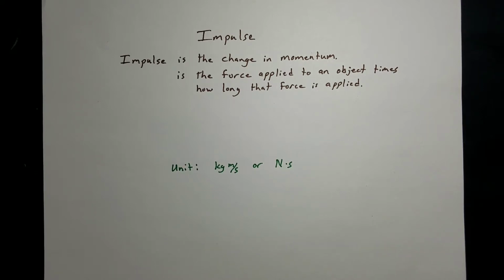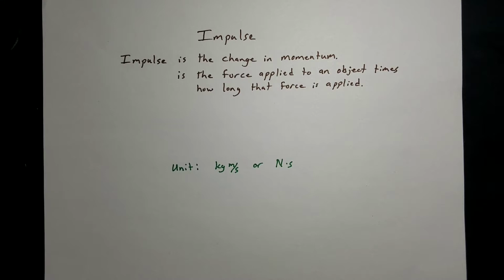So impulse is part of momentum, where impulse is actually the change in momentum. It's not what momentum is and how much it changes. So if something had a momentum of 10, and then you apply the impulse, and now it has a momentum of 12, well, the impulse was only 2. So it's not how much the momentum is, it's how much it changed.